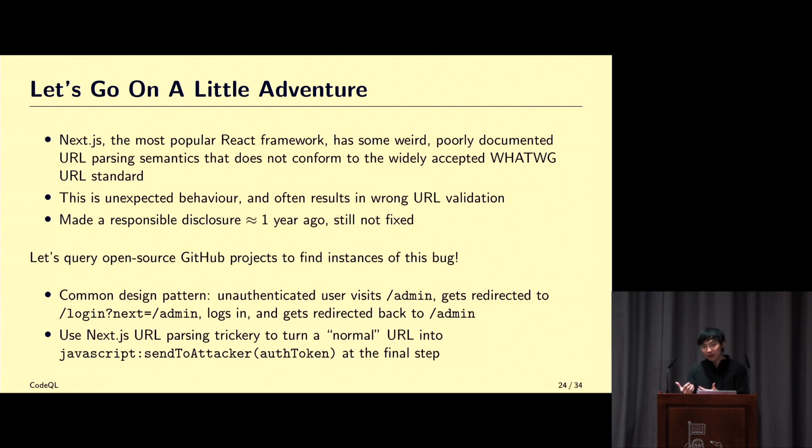You can have a URL that passes normal URL validations, but then when Next.js processes it before redirecting the user, it turns into something that starts with the JavaScript: protocol. That allows you to write arbitrary JavaScript code, which is executed in the user's browser. And because this happens after the login succeeded, after the authentication tokens are exchanged, you can steal the authentication token.